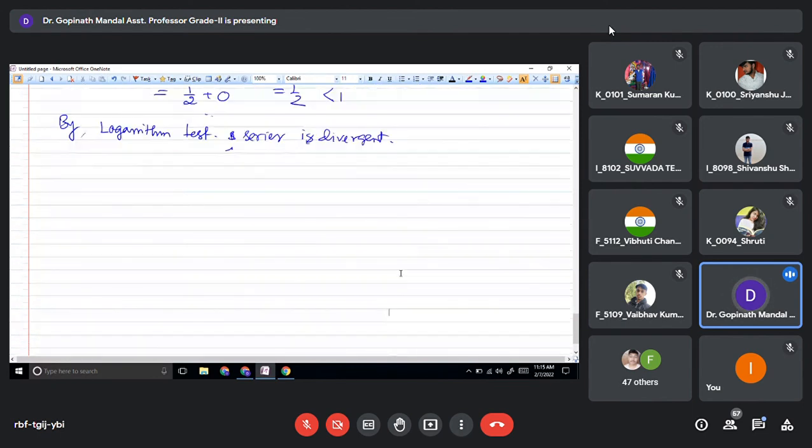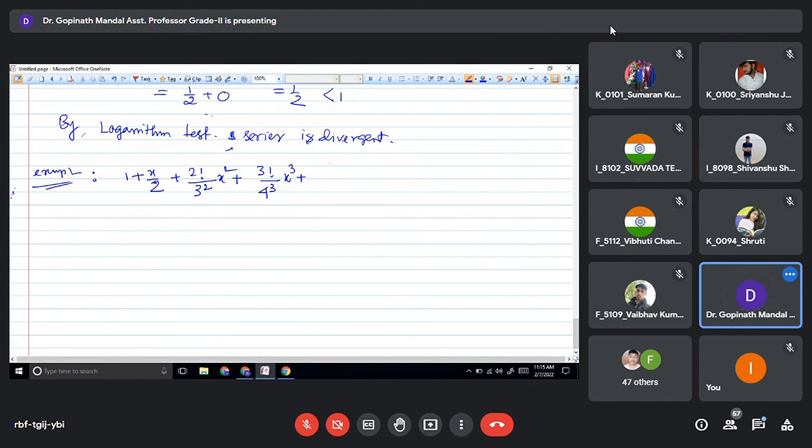Okay, now I am giving an example. Do it at home. Example 2: 1 + x/2 + 2!·3²x²/... + 3!·4³x³/... + 4!·5⁴x⁴/... up to infinity, x greater than 1. Discuss convergence of this series.